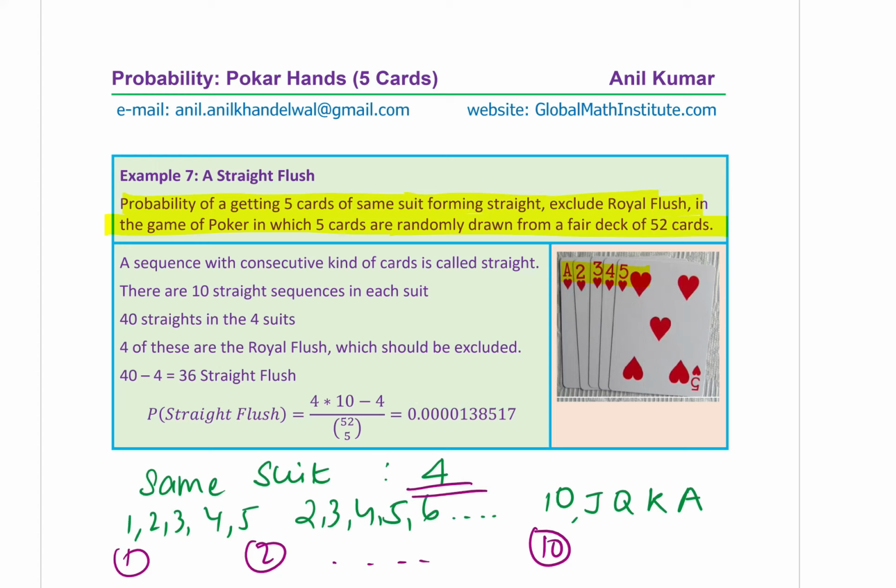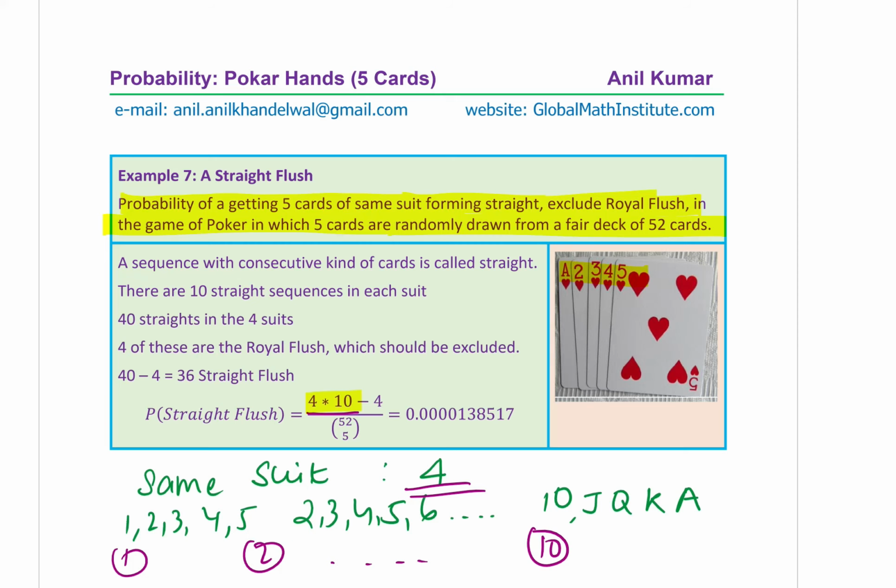And since we have four suits, we have 4 times 10 total combinations. The royal flush, four of them, we will deduct them. So we have 4 times 10 minus 4. This minus 4 is because of the royal flush being excluded. So total straight flush without the royal flush will be 4 times 10 minus 4. Perfect. That is how we get the numerator possible cases. Divide by 52 choose 5, and that gives you a very small probability, 0.0000138517, when you calculate this particular number.